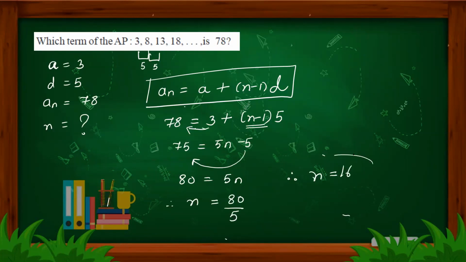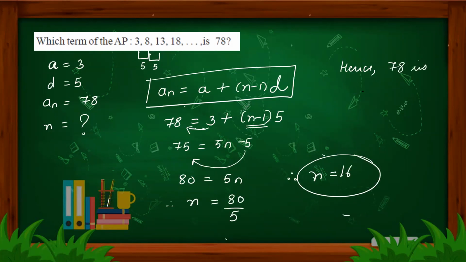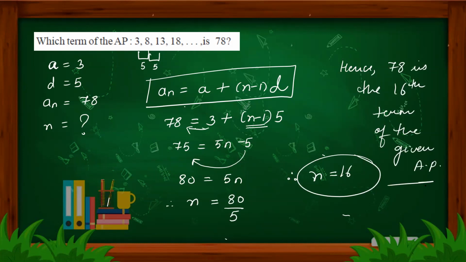So that means we will write a statement: hence, 78 is the 16th term of the given AP, right? Understood? Right. Let us do one more question.